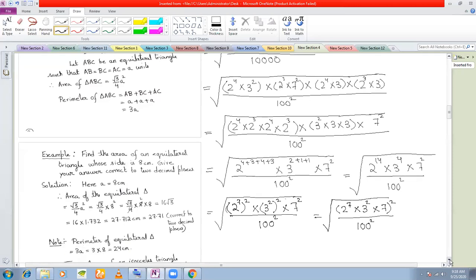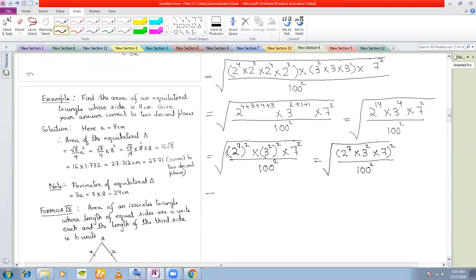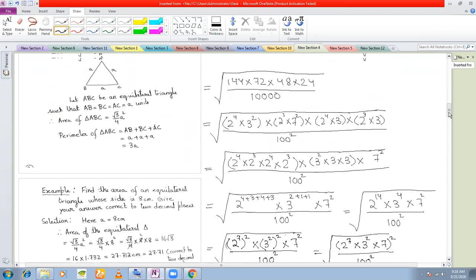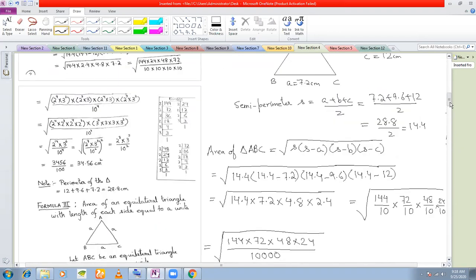So now this becomes a perfect square. This fraction is a perfect square: 2 to the power of 7 into 3 into 7 divided by 100 whole square. Now I can conveniently remove the radical. So I get 2 to the power of 7 into 3 into 7 divided by 100. So therefore, let me see what on multiplication we have got.